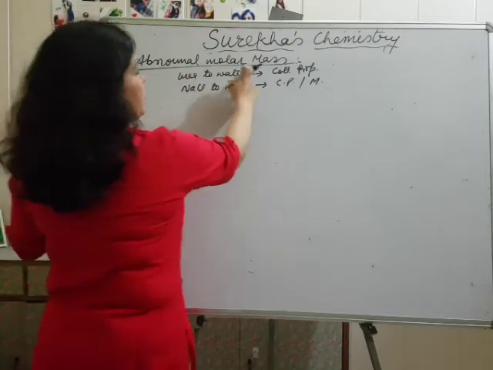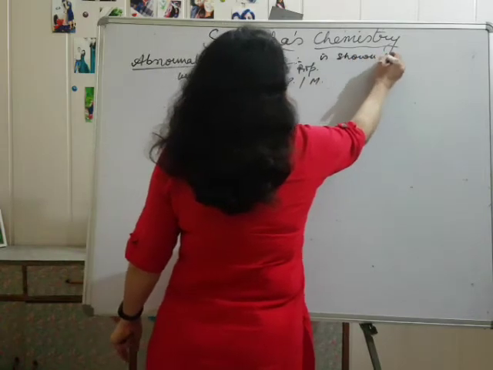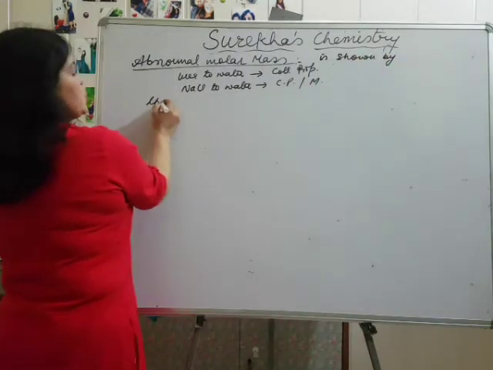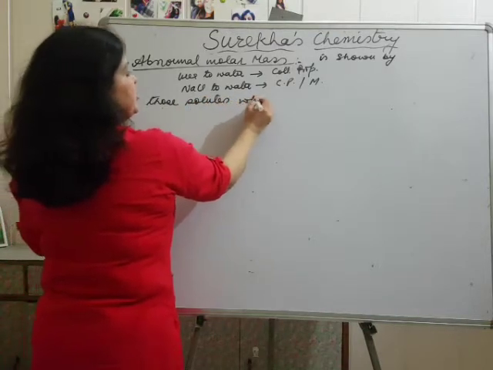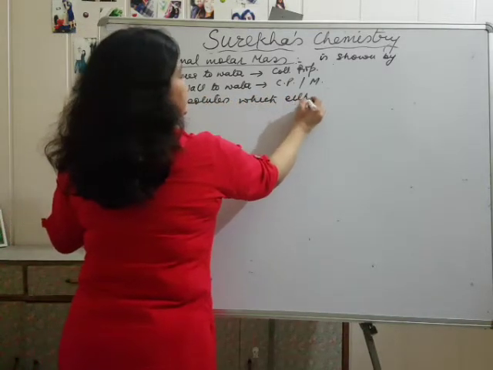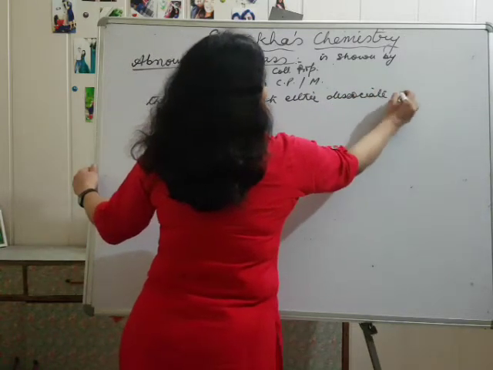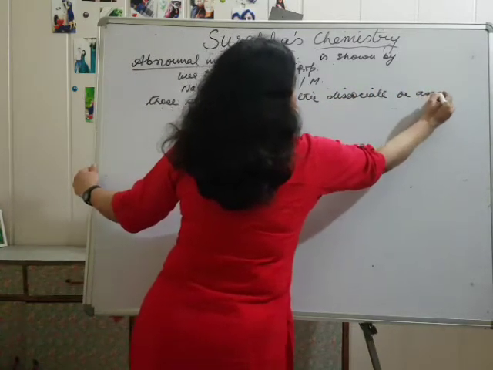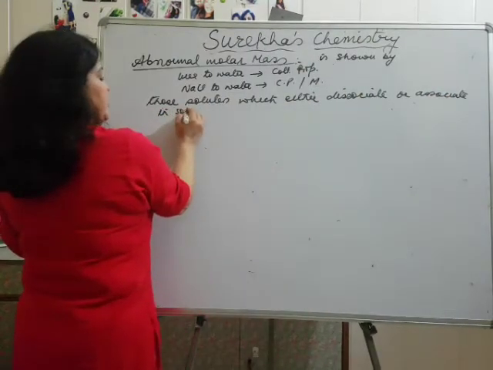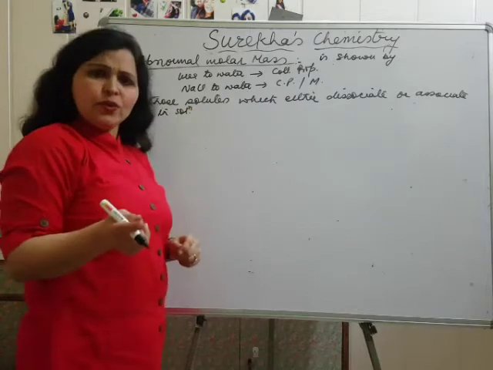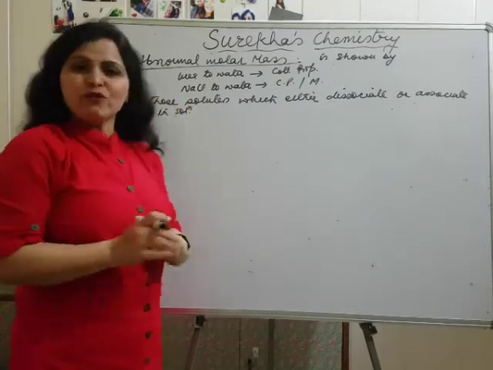So abnormal molar mass is shown by those solutes which either dissociate or associate in solution. It means we can't use colligative properties to calculate the molar mass of such kind of solutes.